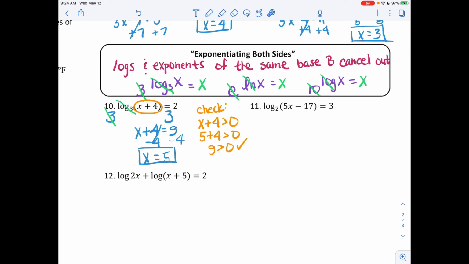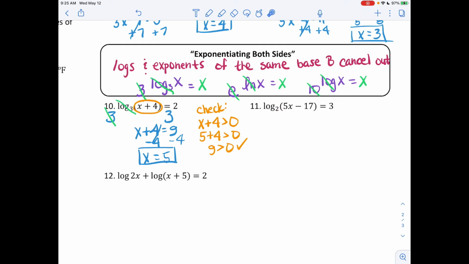Let's look at another one of these. Pause the video for a second and think about what exponent base we would use in order to get rid of a log with a base of 2. Then come back here and let's go ahead and finish the problem out.